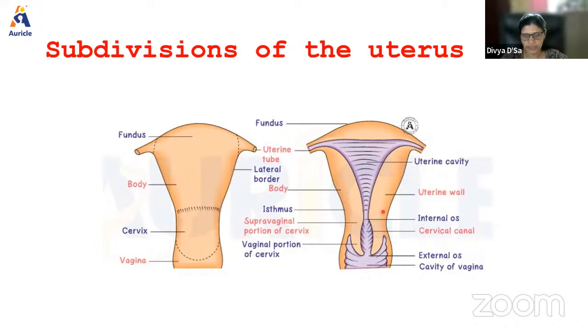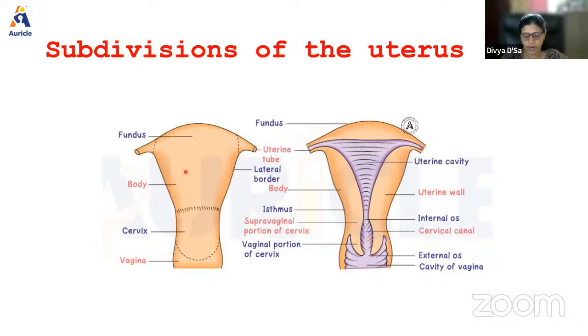Where the isthmus is, there we have the internal os of the cervix, then the cervical canal. The cervix lies below the isthmus and is subdivided by the vaginal wall into a supravaginal part and a vaginal part. This portion will be the vaginal portion of the cervix, and this will be the supravaginal portion of the cervix.